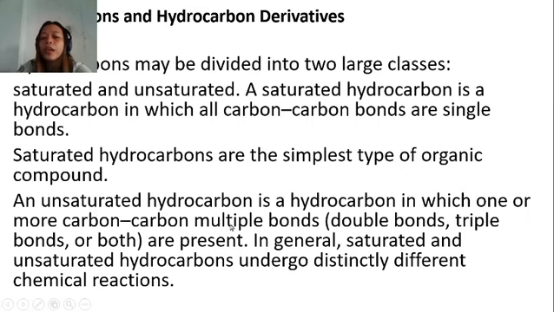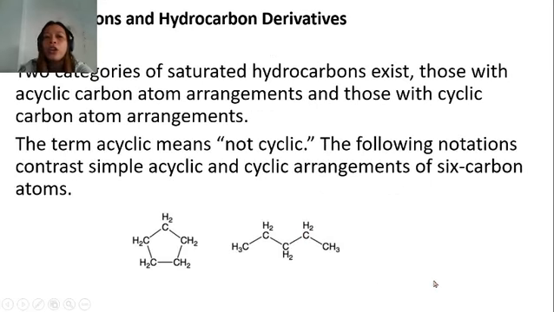An unsaturated hydrocarbon is a hydrocarbon in which one or more carbon-to-carbon multiple bonds are present. They have double bonds, triple bonds, or both. In general, saturated and unsaturated hydrocarbons undergo distinctly different chemical reactions. Two categories of saturated hydrocarbons exist: those with acyclic carbon atom arrangement and those with cyclic carbon atom arrangement.